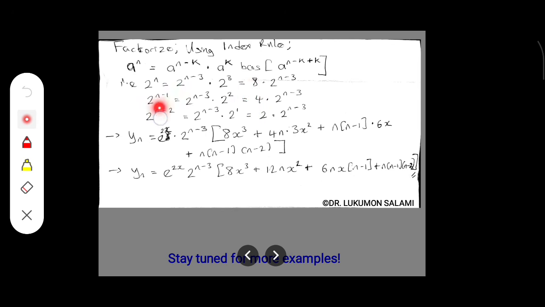Now when I factor out 2 raised to the power n minus 3 from 2 raised to the power n minus 1, what we have left is 4, since 2 raised to the power n minus 1 can be rewritten as 4 times 2 raised to the power n minus 3. Same goes for 2 raised to the power n minus 2. It can be rewritten as 2 raised to the power n minus 3 multiplied by 2 raised to the power 1, so the remainder factor will be equal to 2. That means 2 raised to the power n minus 2 can be split into 2 and 2 raised to the power n minus 3. You get? So now let's factorize exponential 2x and 2 raised to the power n minus 3 from the solution.